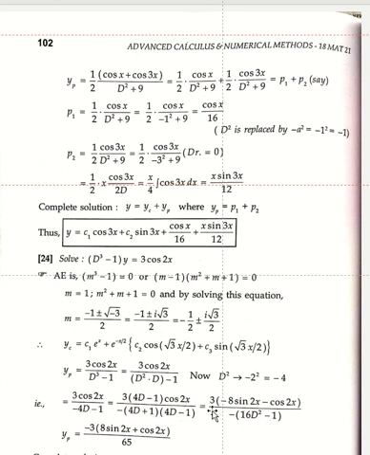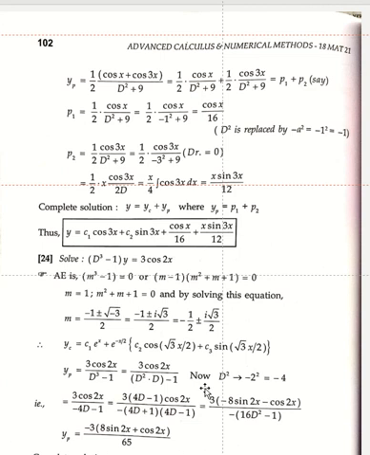Therefore, that is equal to, here take minus common. Here minus 3. Here these minus signs will become plus. Therefore, 8 into sin 2x plus cos 2x divided by, here minus write as it is. Here what is D square? D square is minus 4. 16 into minus 4 is minus 64. Minus 64 minus 1 is minus 65. Minus 65 into minus, that is plus 65.